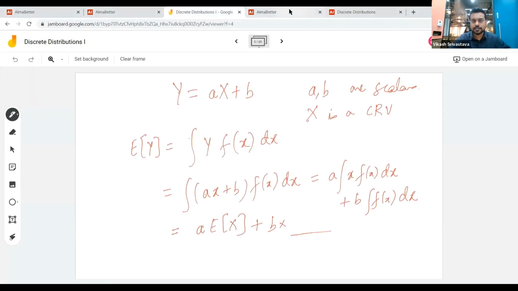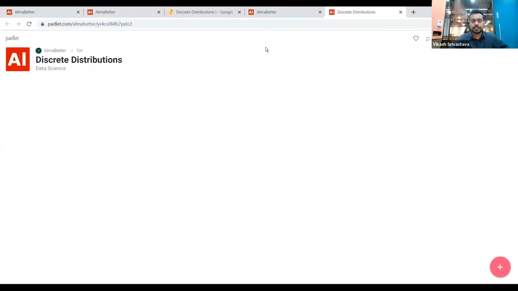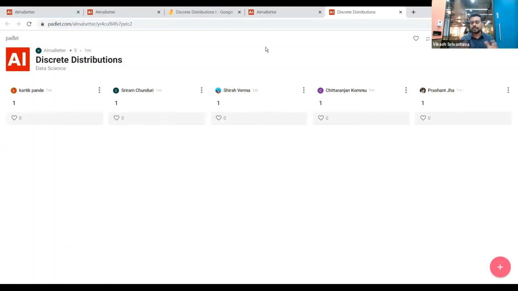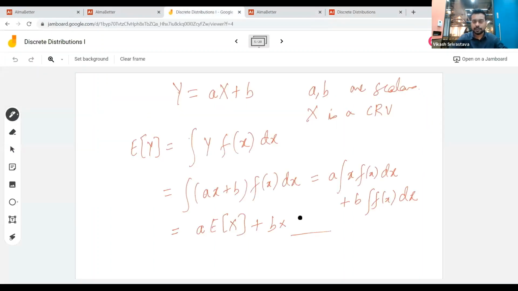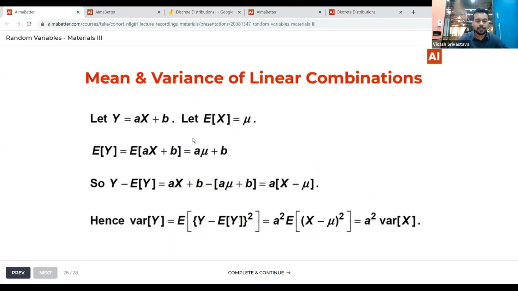Integral of fx dx, right? Fx is a probability density function, right? So this is going to be 1, because it is going to give me the total probability, which is 1. So this term will be 1. Essentially, we have been able to write the expectation of y as a times the expectation of x plus b. So if you write the expectation of x as mu, you can simply write a mu plus b.